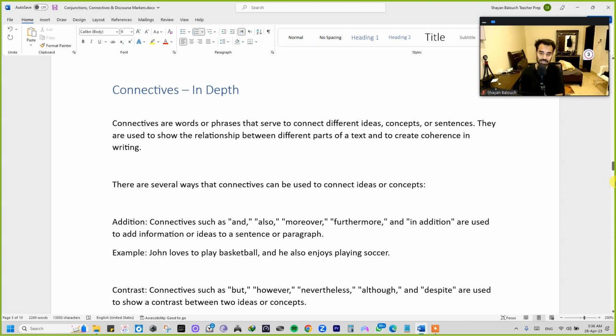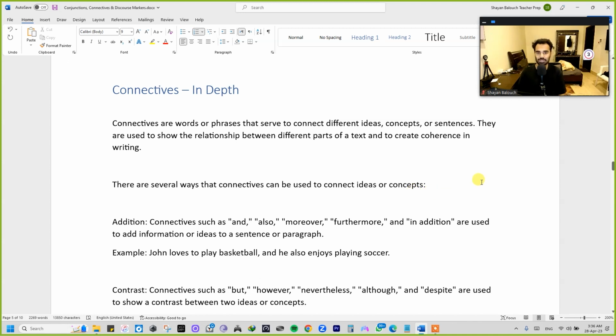What are connectives? Connectives are words or phrases that serve to connect different ideas, concepts, or sentences. They are used to show the relationship between different parts of a text and to create coherence in writing. There are several ways that connectives can be used to connect ideas or concepts.